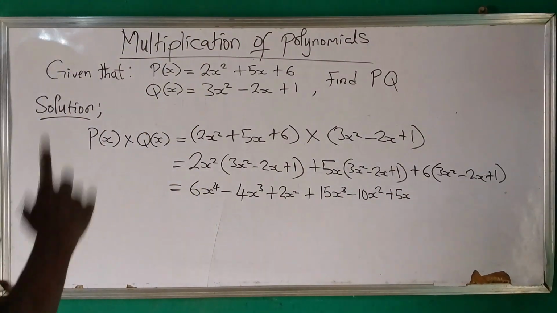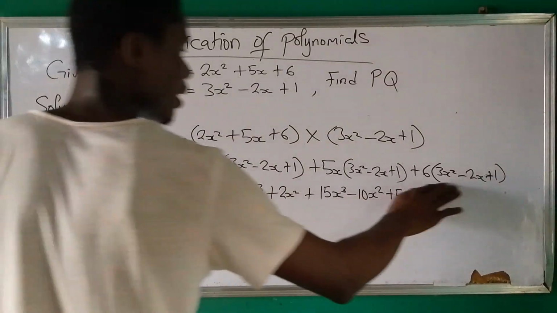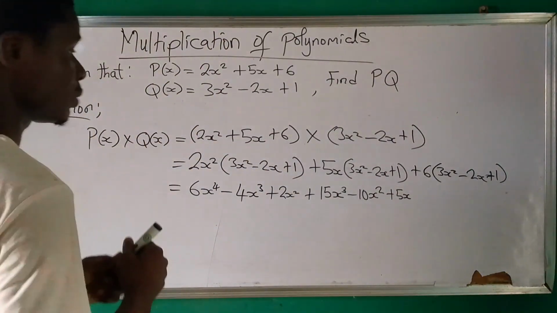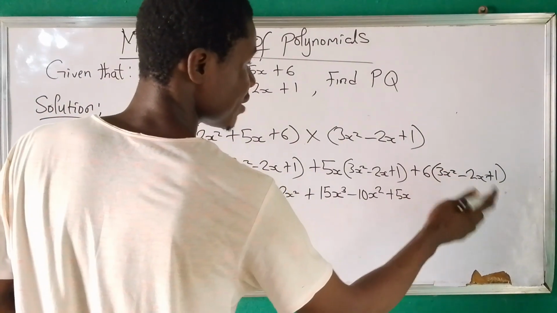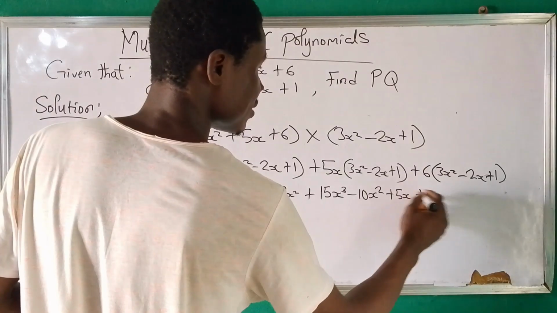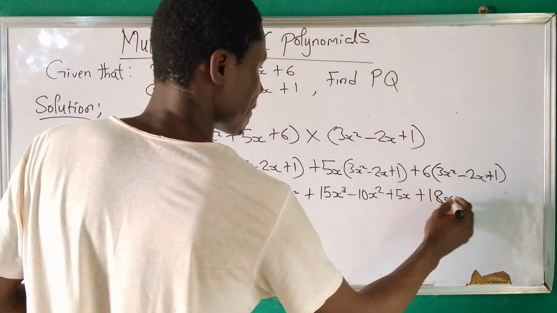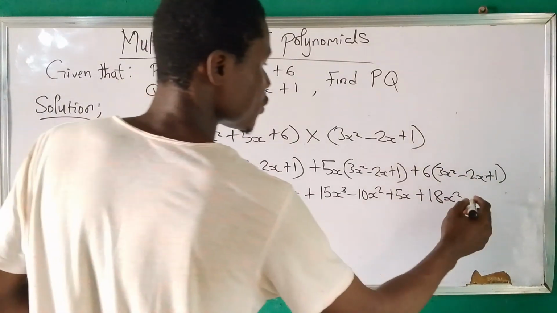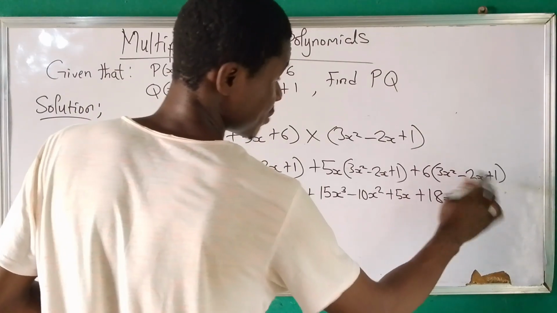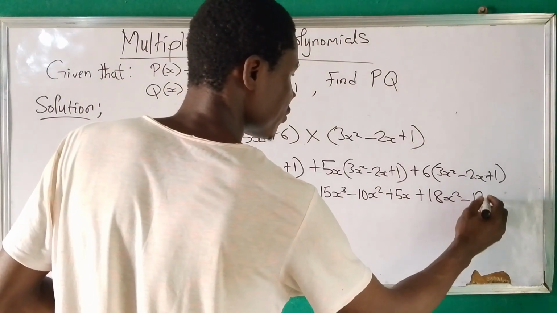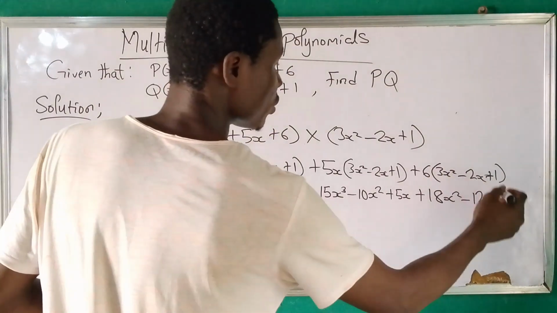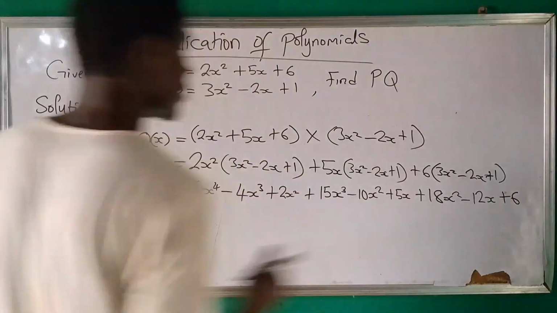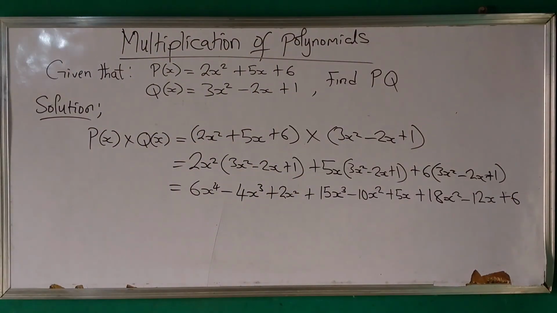Alright, so we move over to the last part. This is the last part we are dealing with. So 6 times 3x squared gives us 18x squared. And 6 times minus 2x gives us minus 12x. And 6 times 1 gives us 6.